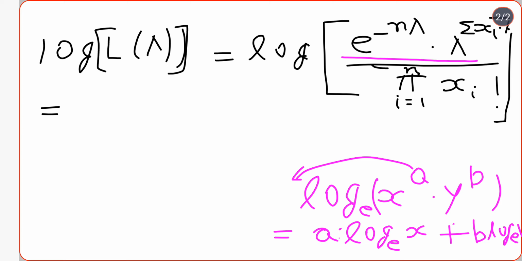So applying this same formula here, it becomes minus n lambda, which comes out from the power, into log base e of e, plus, for this multiplication we have to use plus.